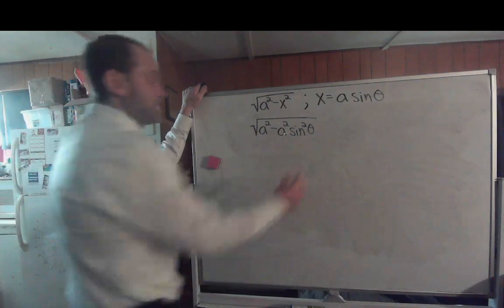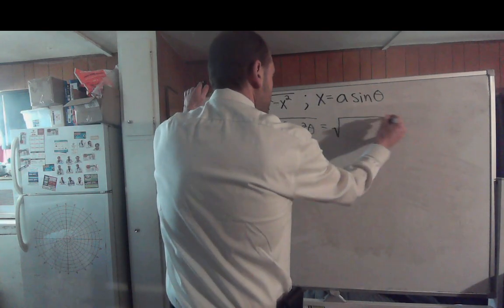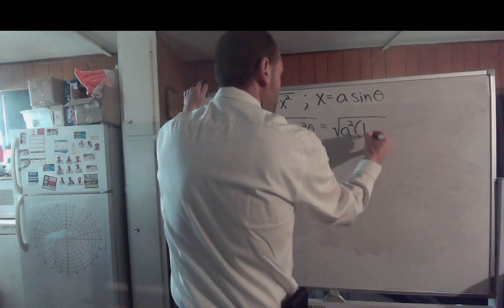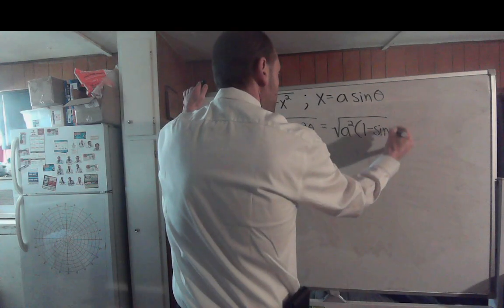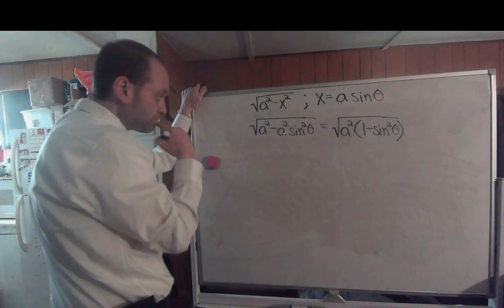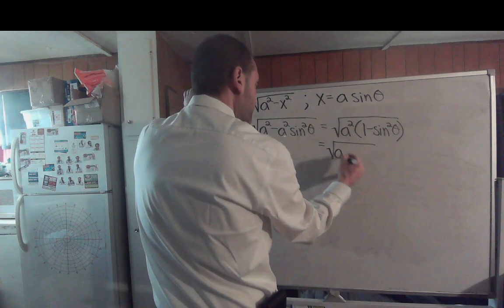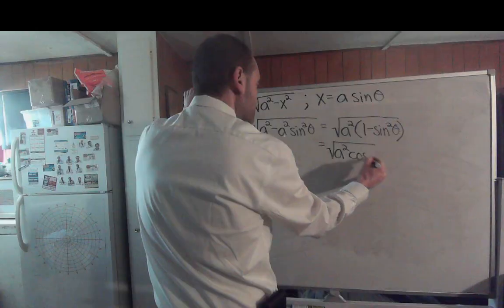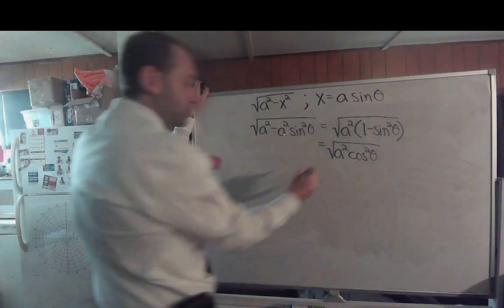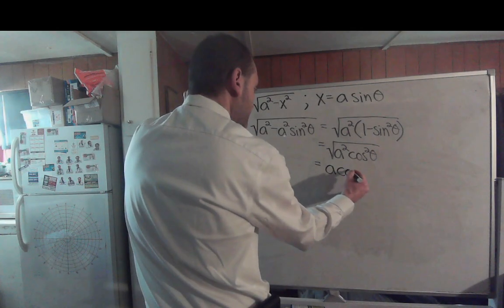Well, what do you notice here? Under the radical, you can definitely factor out an a squared. This would be times the quantity 1 minus sine squared. Well, this breaks down further into the square root of a squared times the cosine squared of theta. So for the value of this whole function, you take the square root of both pieces, and you would just get a cosine of theta.